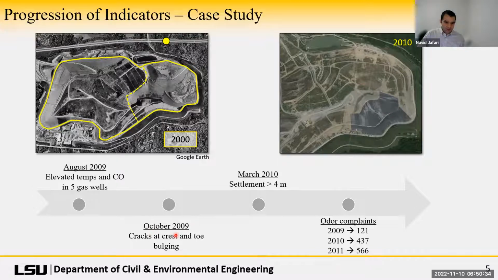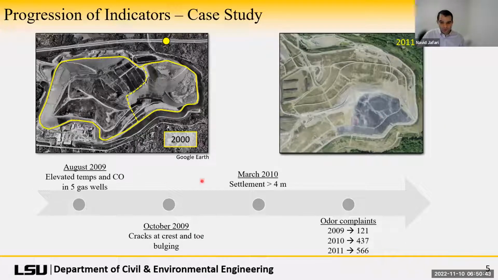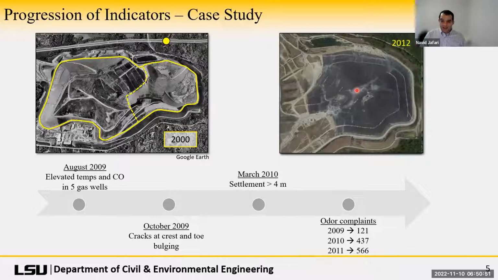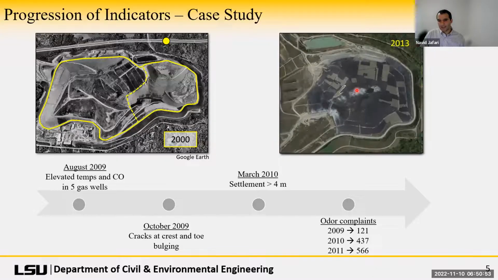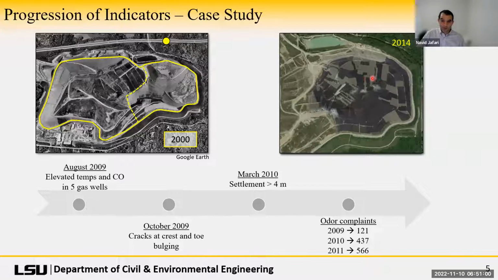By October 2009, there are cracks and toe bulging in this general area, so some kind of slope movement. And as we fast forward, 2010 and 2011, they start seeing significant settlements on the order of 4 meters. And as we keep progressing with the Google Earth imagery, we start seeing a bowl forming in the center that's exhibiting the extreme settlement.